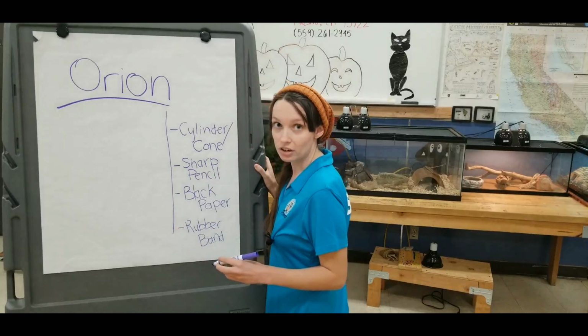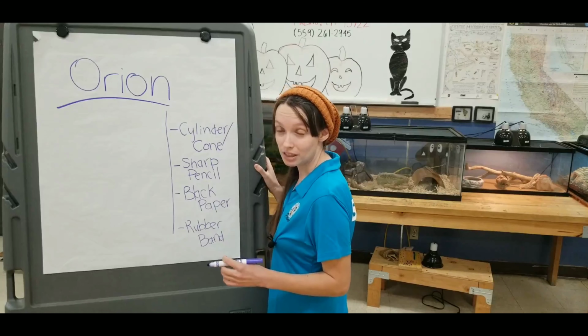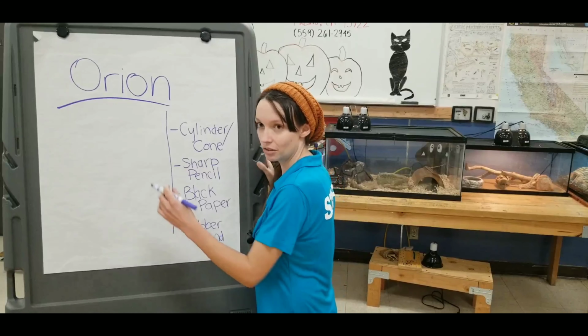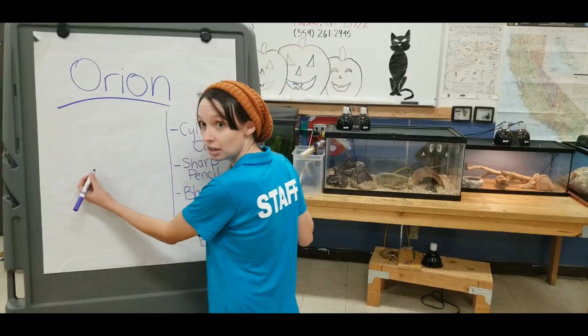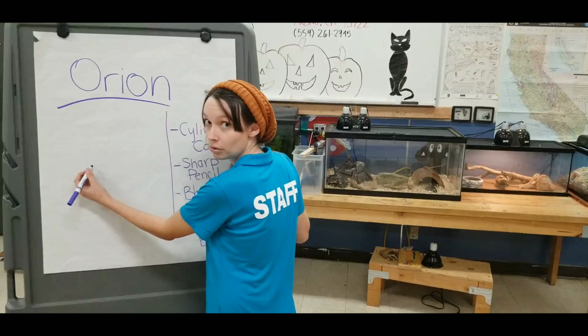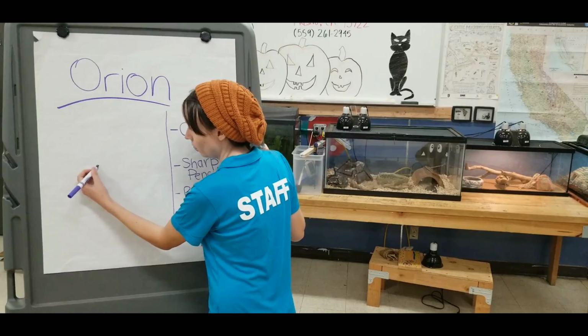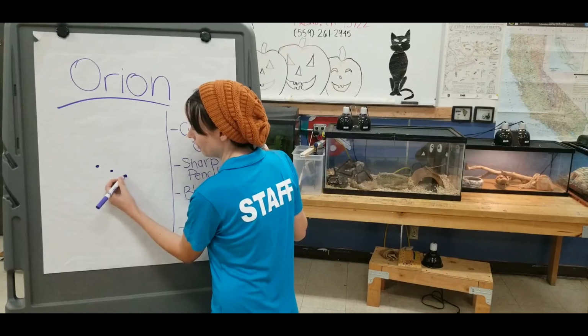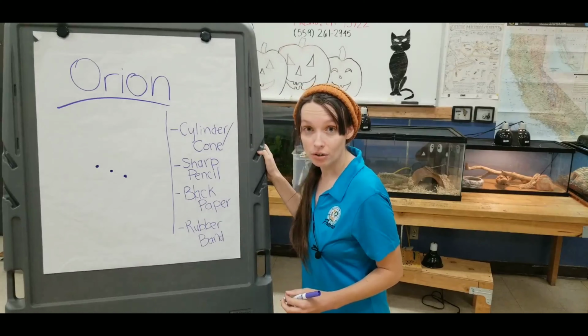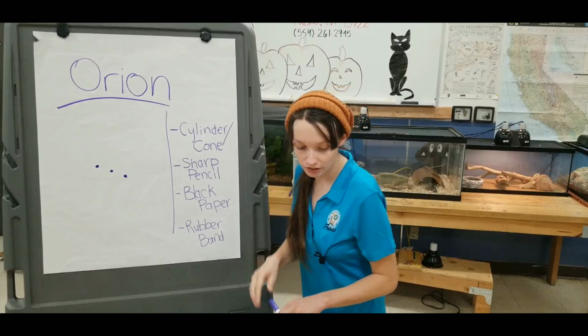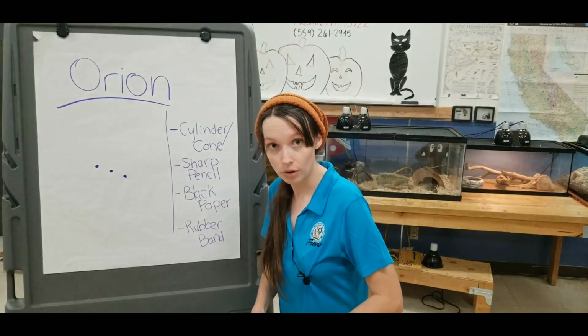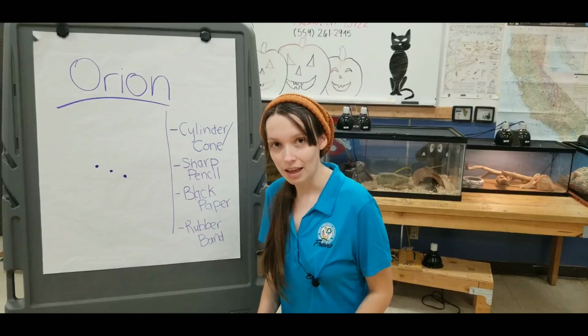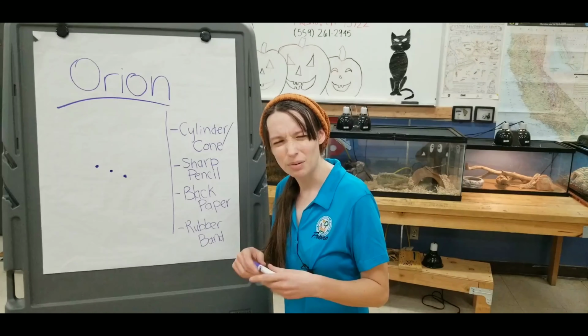So we're going to start with his belt. His belt is the easiest 3 stars to recognize, and it's going to be right in the middle. You're going to poke 3 holes just like this. 1, 2, 3. They're going to be in the middle, but they're also going to be kind of small. So wait for just a second before you poke them until you see exactly where they're going to need to be.